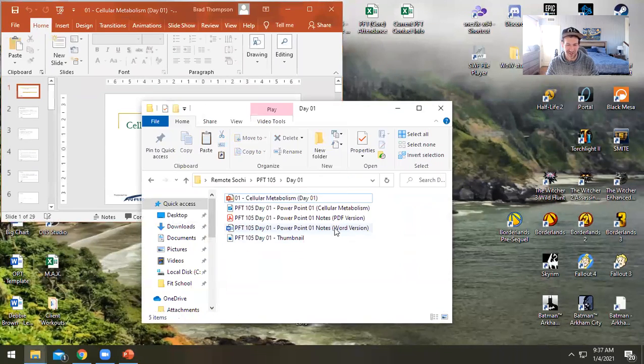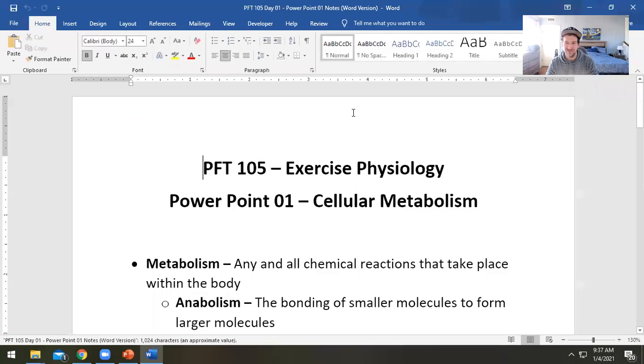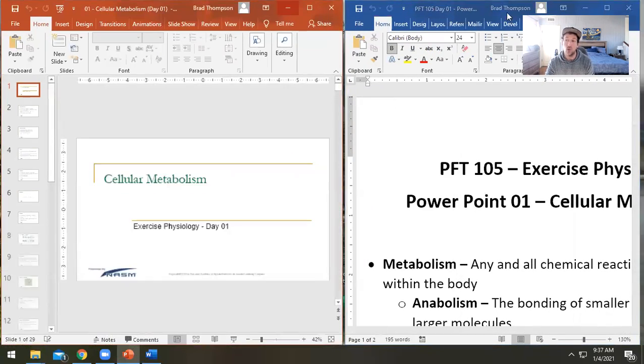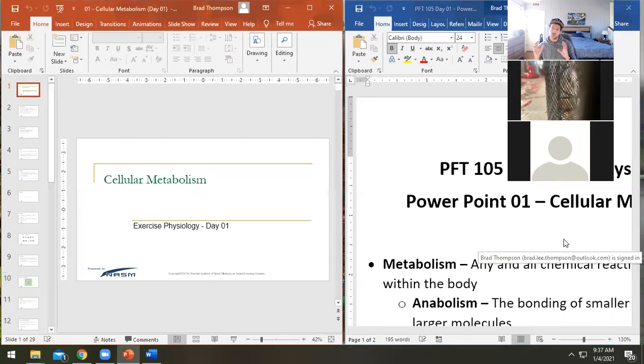The NASM textbook, right, Brad? Sort of. So this class is actually taught out of PowerPoints, but it will cover a lot of the physiologic concepts from your NASM textbook. Chapters 4, 17, and 2. So we're going to be covering all of those as PowerPoints.